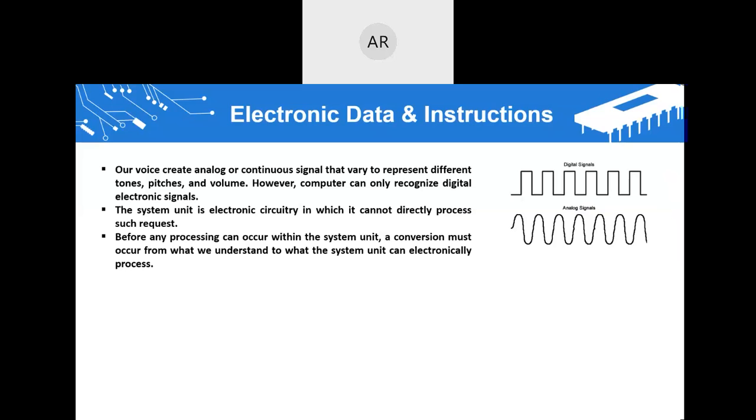Like right now, I'm talking. My voice has different tone, pitch, and volume. So this microphone will send this to my computer, and it will read my voice as a digital signal, and then it will convert to an analog signal, and then it will go out to the speaker, to my fellow teammates, and for you to hear. It is basically a process that is controlled by electronic data and instruction.